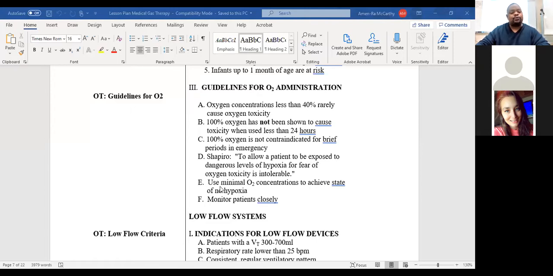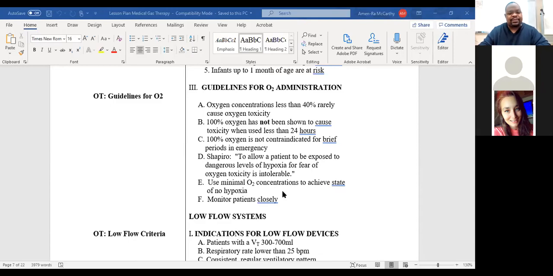Also, he says use minimal oxygen to achieve no hypoxemia. So that's when we talk about the toolbox. If all you need is a screwdriver, then don't go get a power axe. You don't need all of that, right? If you're trying to open up something and all you need is a little screwdriver, I can pop the lid off of it. I don't need to go and get the jaws of life from the fire department to pop open a can of tuna fish, right? You only use what you need to achieve no hypoxemia.